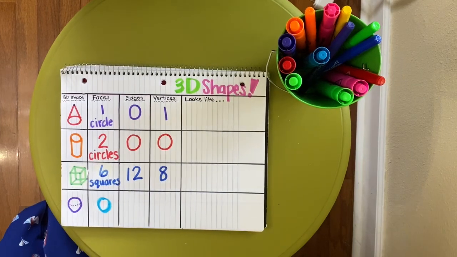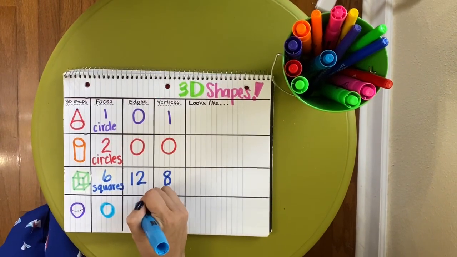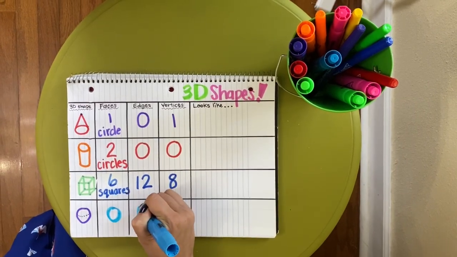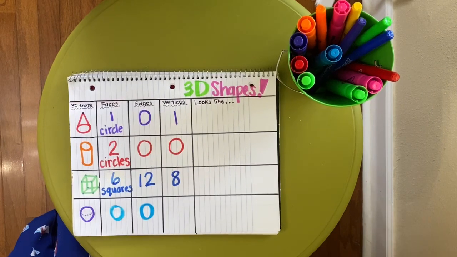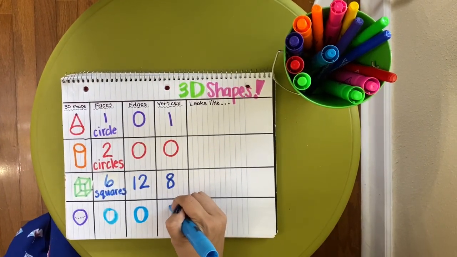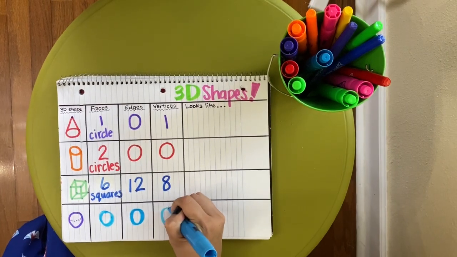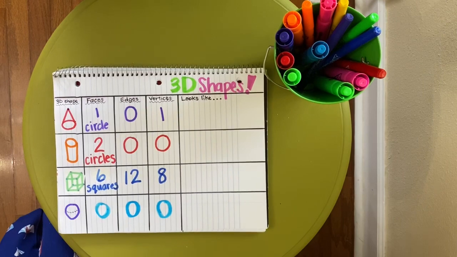Now, do you see any edges on a sphere? No, there are 0 edges. What about vertices? Are there any vertices on a sphere? No, there are not. There are no faces, no edges, and no vertices on a sphere.